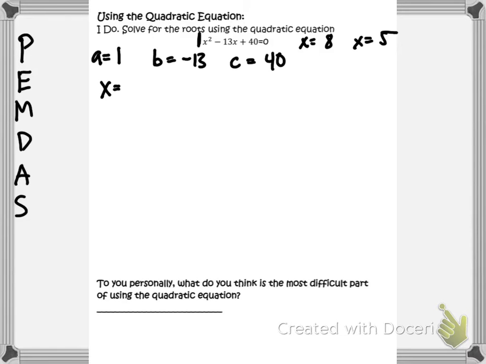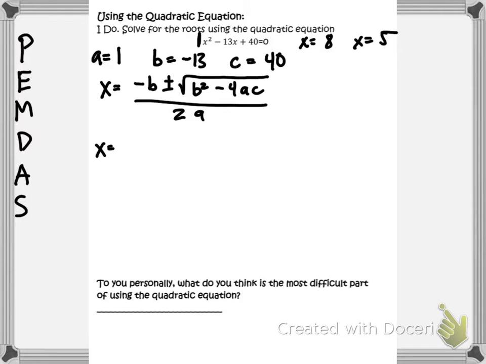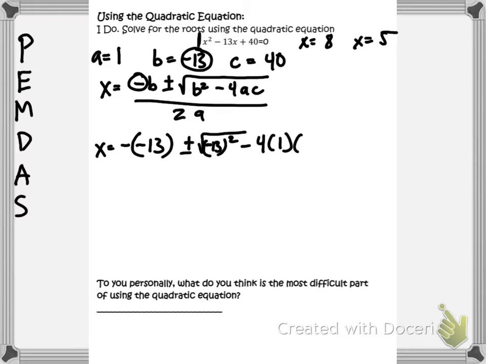X is equal to, so from memory now, negative b plus and minus the square root of b squared minus 4ac over 2a. That's it. Alright, let's begin it. So x is equal to, so my b value here is negative 13. So there's already a negative here, so I'm going to have to write negative 13 plus and minus the square root of negative 13 squared minus 4 times my a value is 1, my c value is 40.